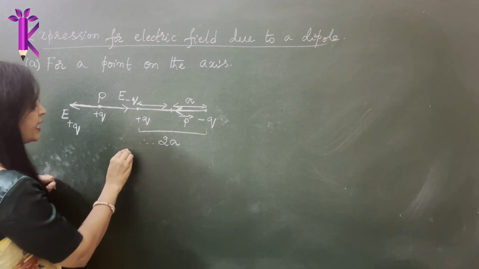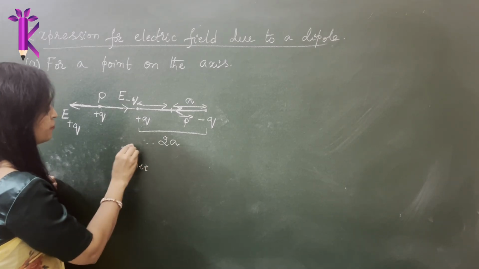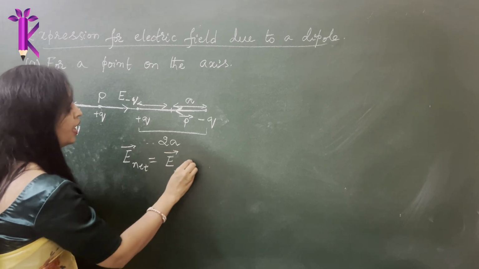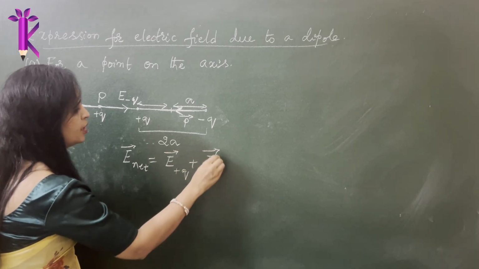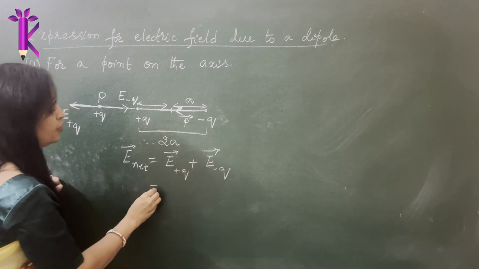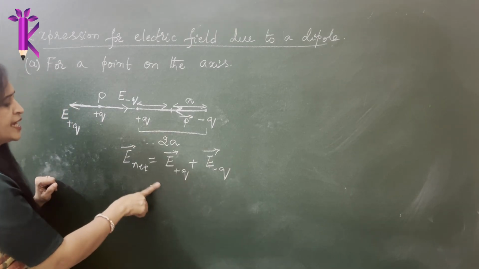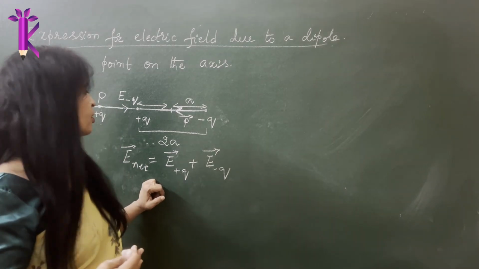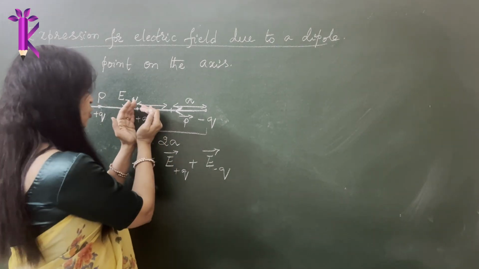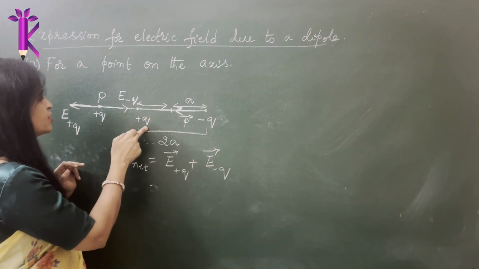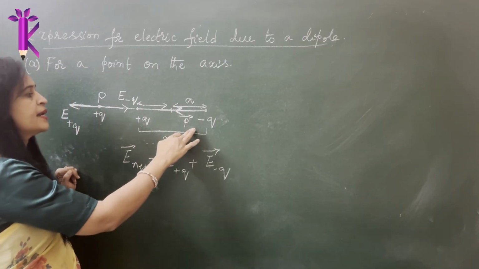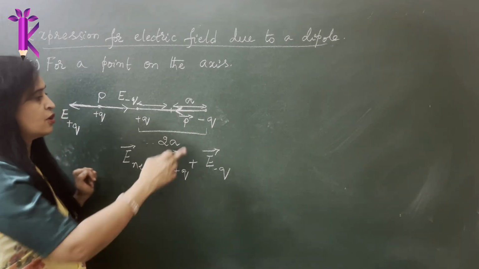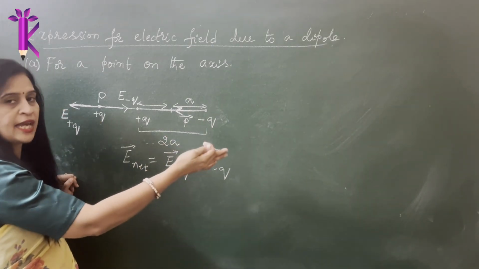So what will be your net electric field? The net electric field is given by the electric field due to plus q and the electric field due to minus q. So you have to calculate these two values. We know the expression for electric field. Electric field is given by 1 by 4 pi epsilon naught divided into the source charge divided by the distance of the source charge from the point P. Similarly, here also you have to do 1 by 4 pi epsilon naught, the source charge, which is minus q, you take the magnitude.